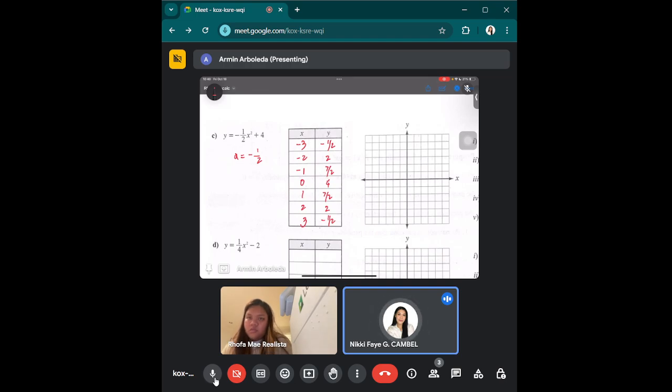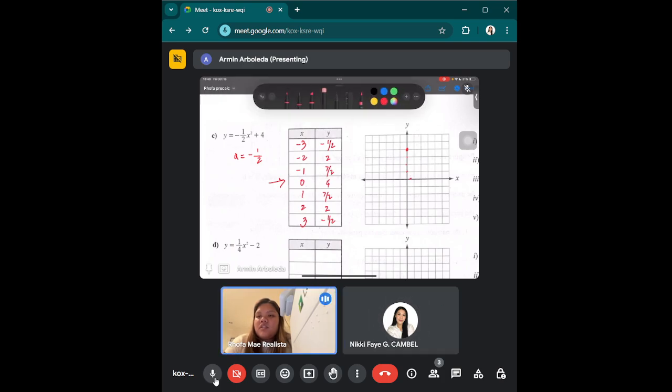Okay, so let's try plotting this one. 1/2 is right about the middle, right? So let's start with the assumed vertex. 0 and 4. It's gonna be our vertex. And what is our A? A is negative 1/2, right? So it's gonna be facing downwards.